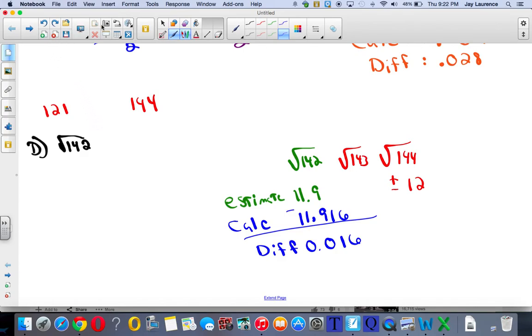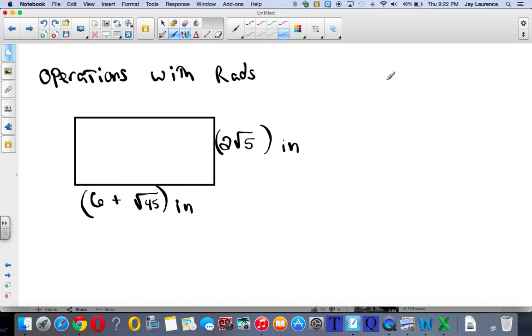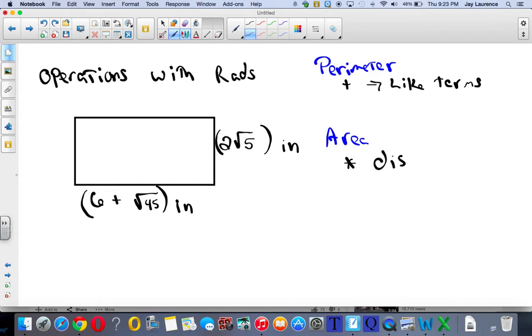All right, now, if you're in second period, seventh period, or eighth period, you can stop watching. Okay, if you're in first period, you need to keep watching. All right, we've still got to learn about operations with rads here. We've got this rectangle, and we're going to find the perimeter, and we're going to find the area. Now remember, the perimeter usually involves addition. The area involves multiplication. With addition, I'm going to think like terms, right? Multiplication, I'm going to be thinking some type of distribution, probably.